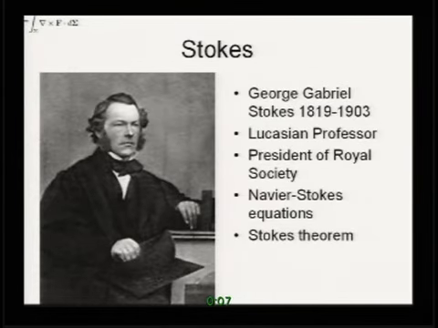Look at what his position was. He was a Lucasian professor. The Lucasian professorship is the chair that Newton occupied. Newton's teacher was the inaugural chair, but he occupied that only for a couple of years. Then he found that Newton was much more capable, so he gave the chair to Newton. Newton was only in his 20s. Newton occupied this chair all the time he was in Cambridge.